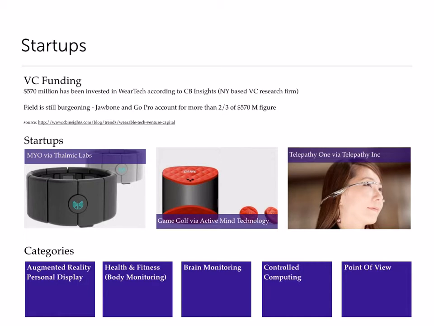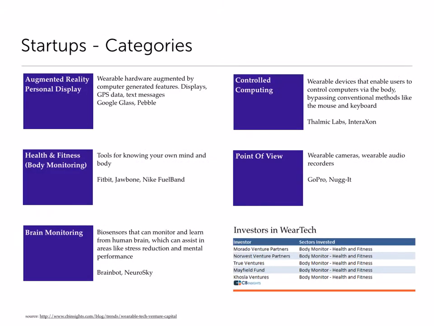And Telepathy One, actually, they did a pivot. I'm not even sure if they're around still, but they are. They did a pivot away from the wearable that you see there, which looks close to the Google Glass. So wearable technology, it's a broad field, but it actually can be sliced into 5 neat categories: augmented reality, health and fitness, brain monitoring, controlled computing, point of view. And there are startups in each of these.